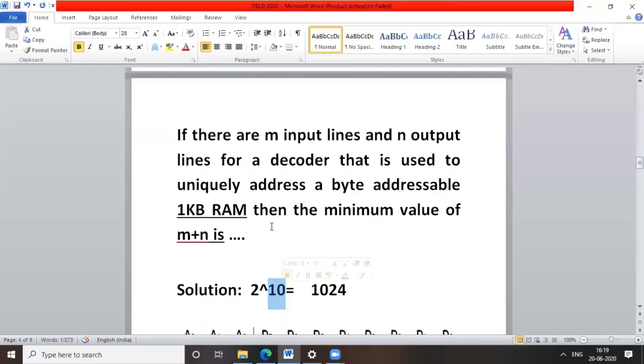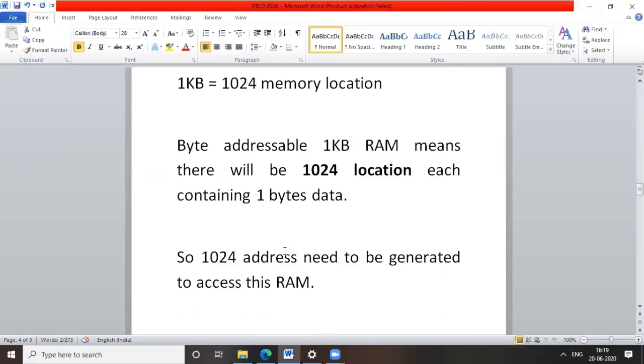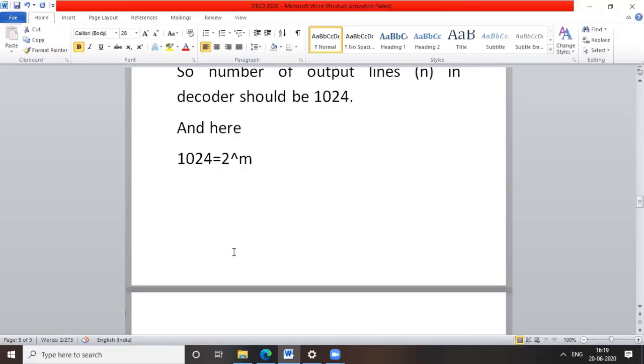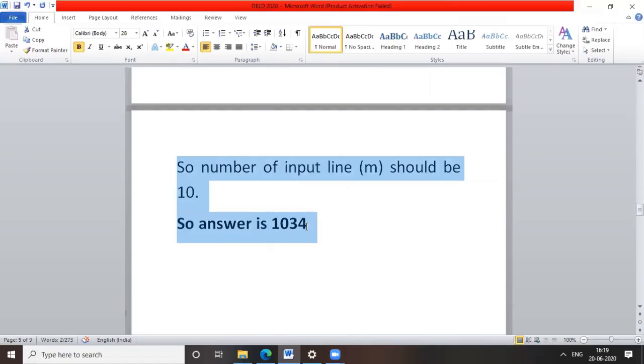In this example, it is asked what will be the value of M plus N. So 10 plus 1024, the result will be 1034. So the answer will be 1034.